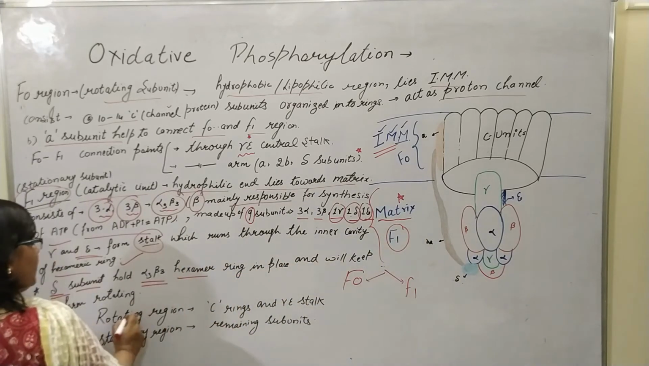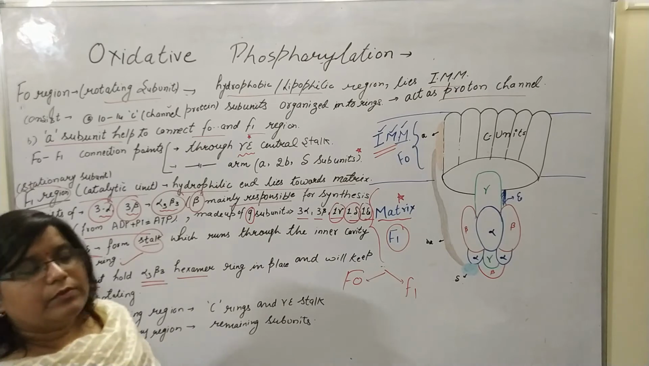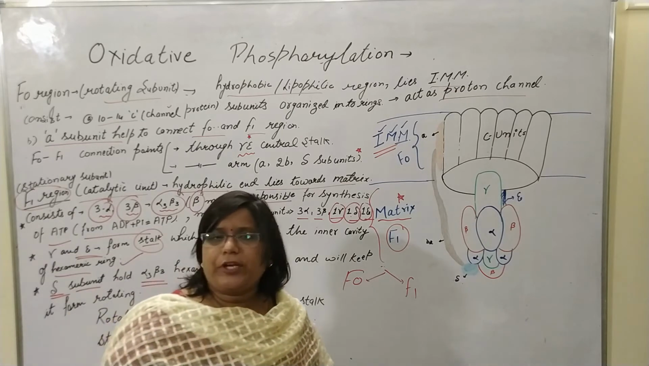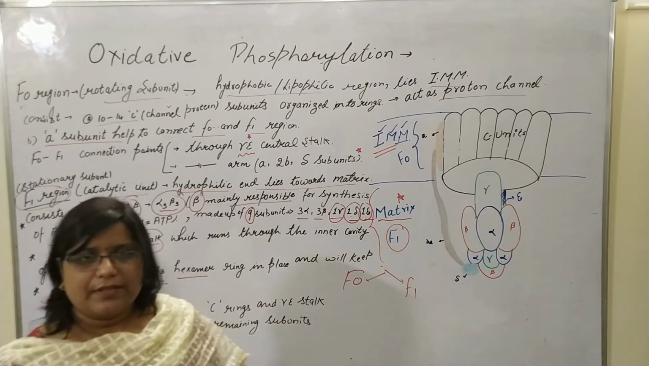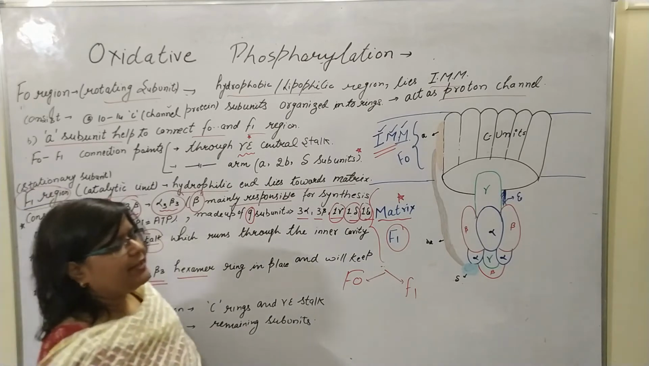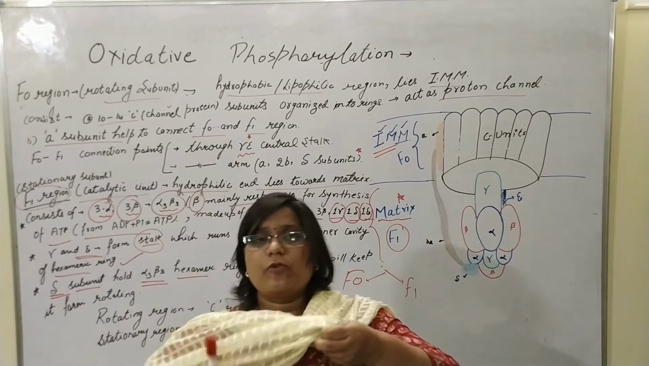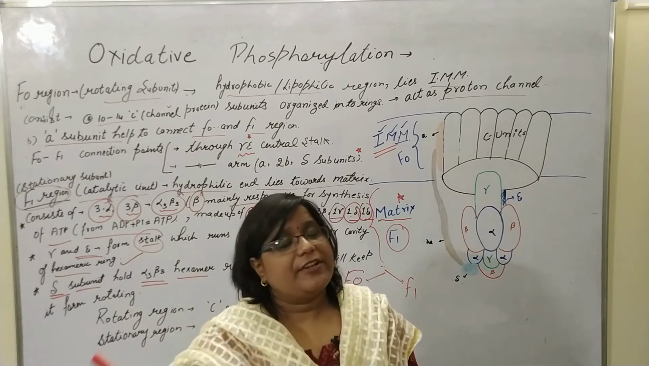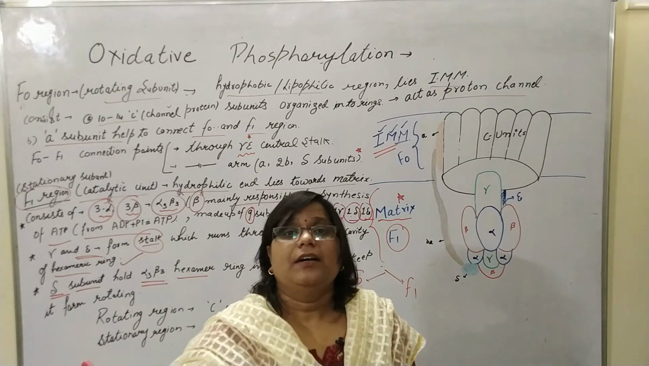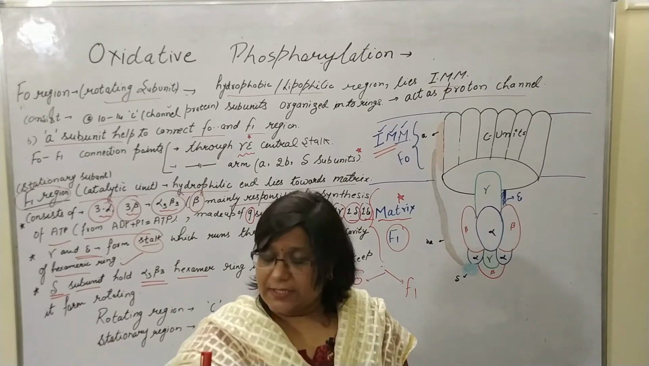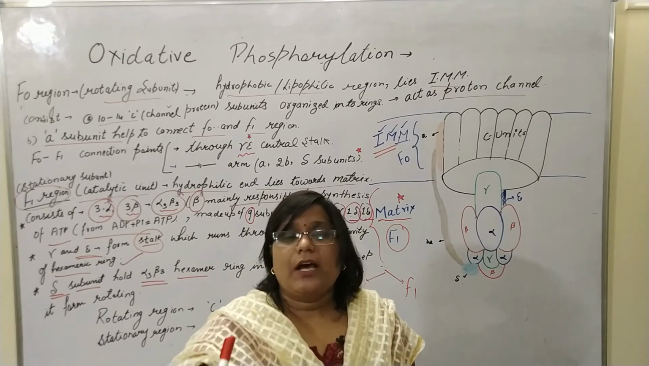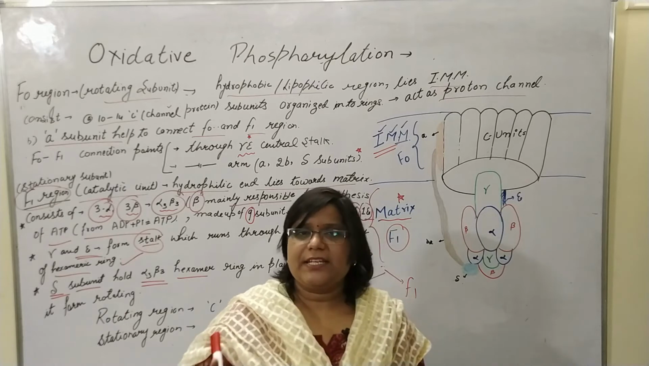Okay, now which region is the rotating region and which is the stationary region? We will see in the channel binding mechanism that by the rotation, one proton motive force is generated, and the ATP synthesis takes place. But how is it possible? We will see later on.